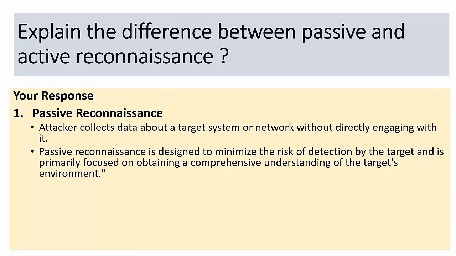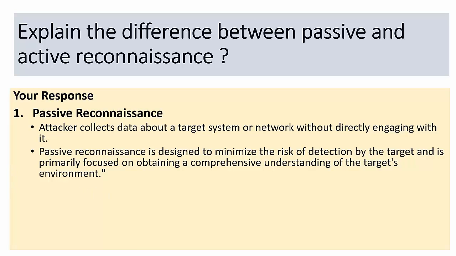Passive reconnaissance is designed to minimize the risk of detection because we are not directly interacting with the target. We're referring to Google, we're referring to third-party websites, and from there we gather the information. For instance, an attacker might search for the domain name, gather details from a public website, or analyze our social media profiles. That is called passive.